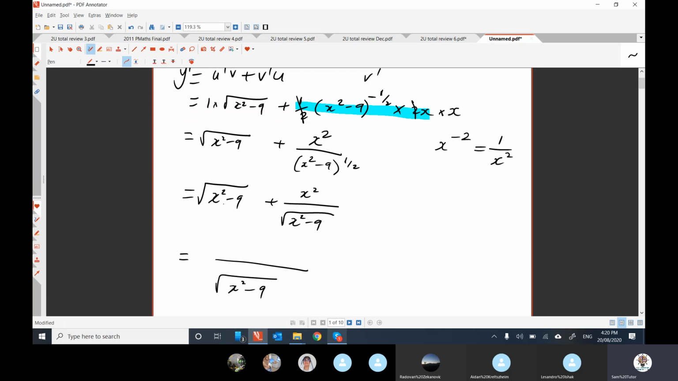Obviously, what's root x squared minus 9 multiplied by root x squared minus 9? Well, the square roots cancel out. You get x squared minus 9. And we are literally 1 line away. Equals 2x squared minus 9 over square root x squared minus 9. That is the final mark. That's the final answer.